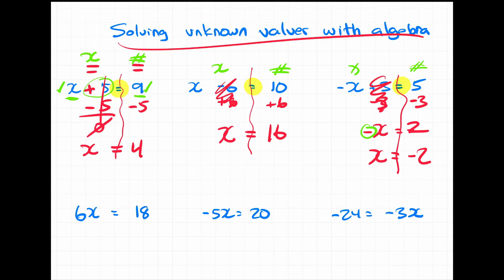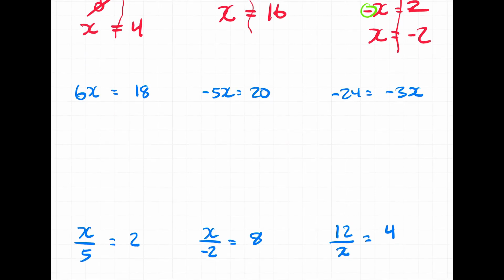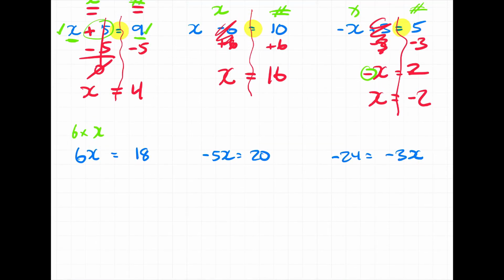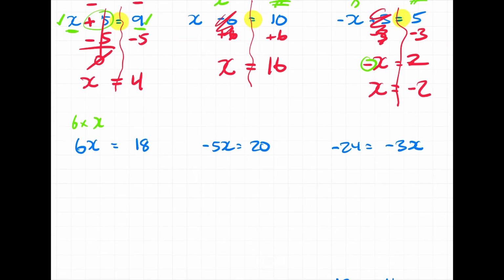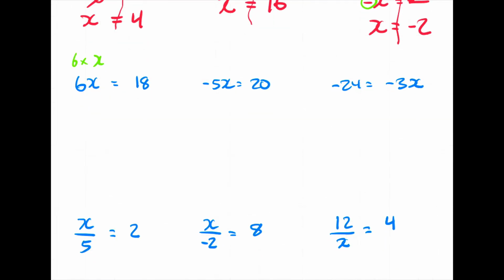Okay, moving down to our second line right here. Now we have 6x. And what do we know that is? That is 6 times x. So it's multiplication. And up here, remember when it was addition, we did the opposite, subtract. When it was a negative 6, we did the opposite, we added 6. So the opposite of multiplication is division.